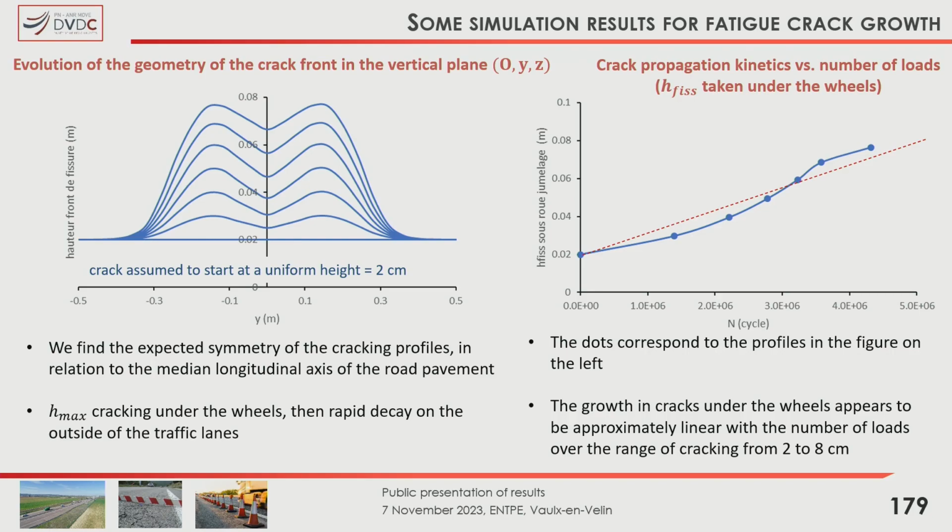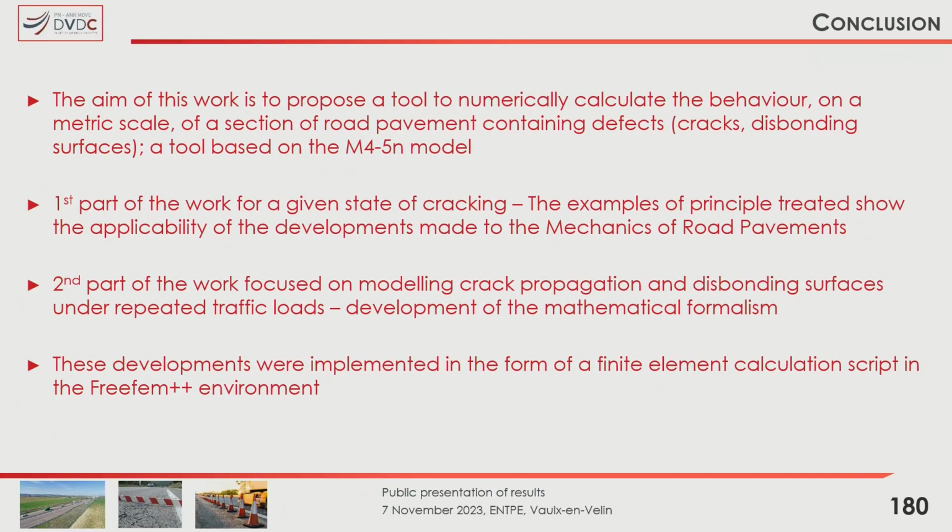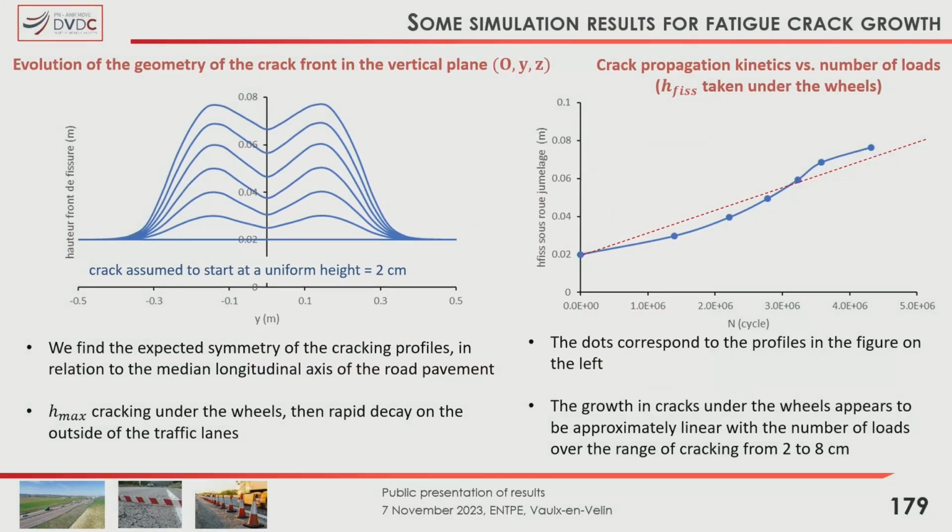And here, I'd like to give you just a few results for these calculations. On the left-hand diagram, you have the evolution of the height of the crack front that we positioned initially. And here you can see the load cycles. So we have the heights of the cracks that vary in relation to the horizontal plane. Initially, as I said, we introduced at the base of the EME a crack, a 2 centimeter crack. It's this one here, the horizontal line in blue.